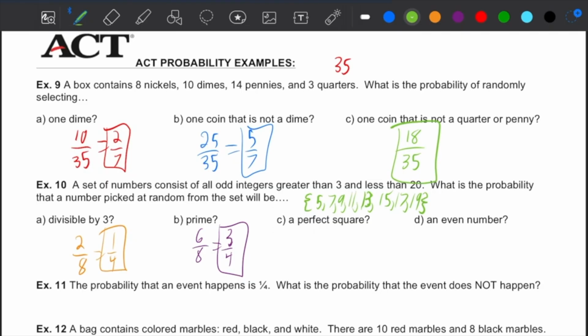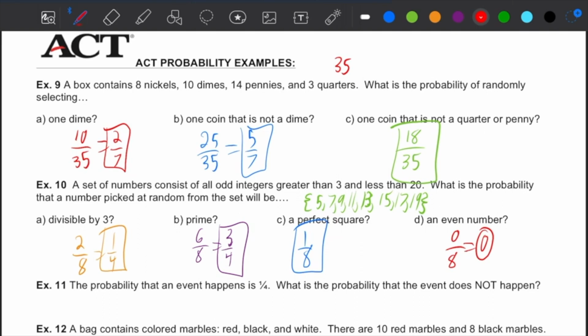All right, what are the odds that it's a perfect square? So we look here and say, okay, how many perfect squares do we have? We have quite literally 1. So you say 1 out of 8, call it good. Now, its probability to get an even number, we might notice there's no even numbers. So 0 out of 8, aka 0, is the probability.